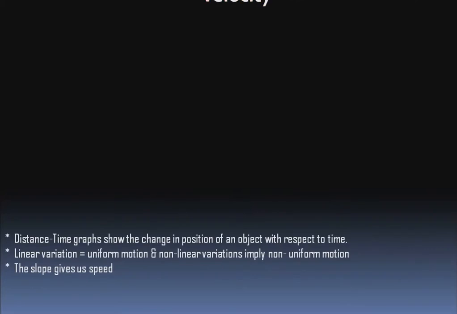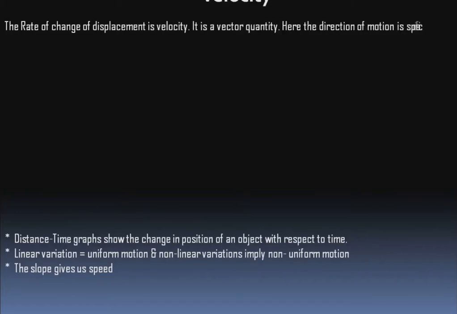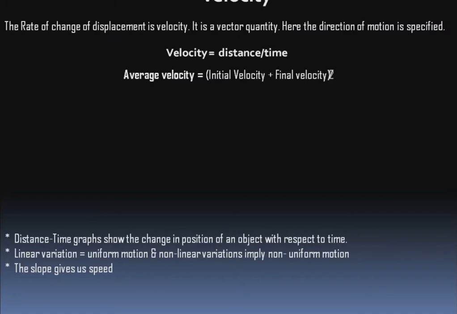So velocity. What is velocity? The rate of change of displacement is velocity. It is a vector quantity. Here the direction of motion is specified. So velocity is equal to distance by time, and average velocity is equal to initial velocity plus final velocity divided by 2.